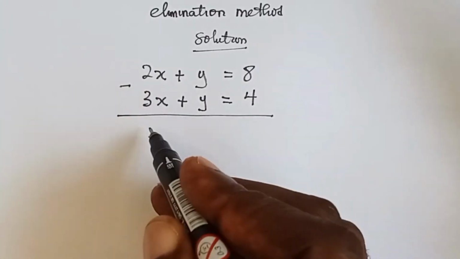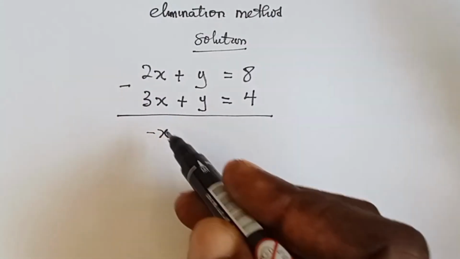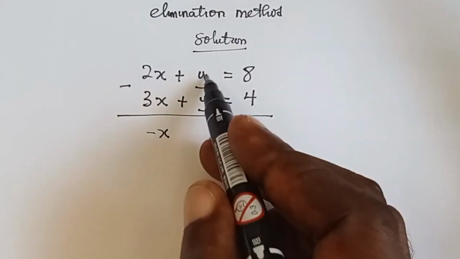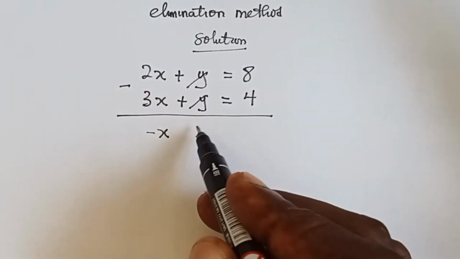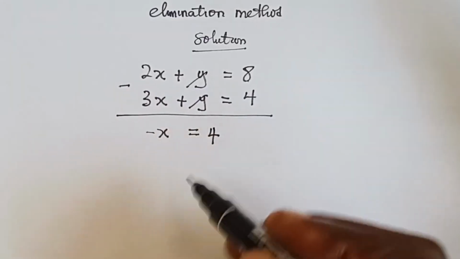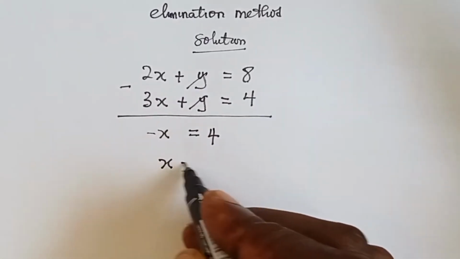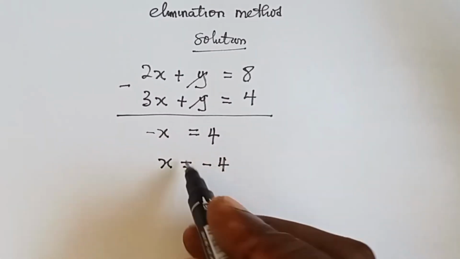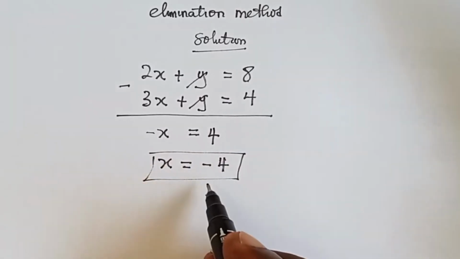So let's see what we have. 2 minus 3 will give us minus 1, and that gives us minus x. And then y minus y will give us 0. That has been eliminated. We have 8 minus 4 will give us 4. And from here, it means our x equals minus 4. So the value of x is minus 4.